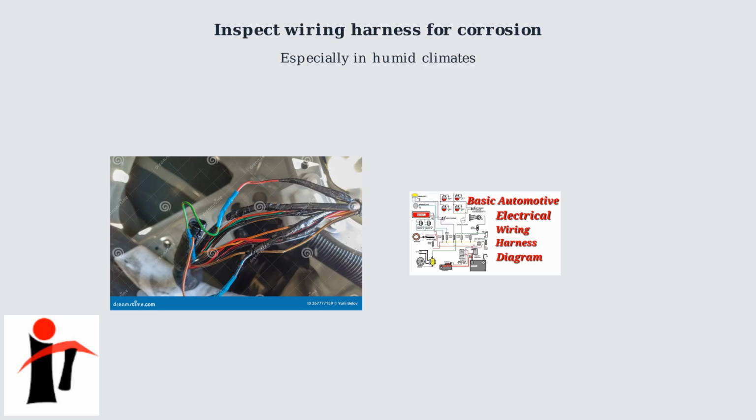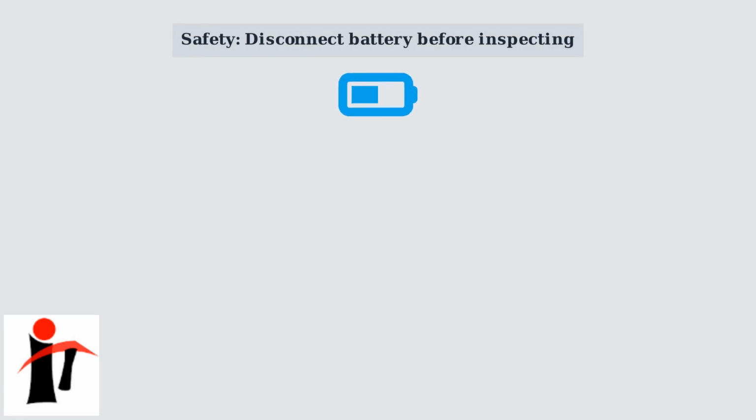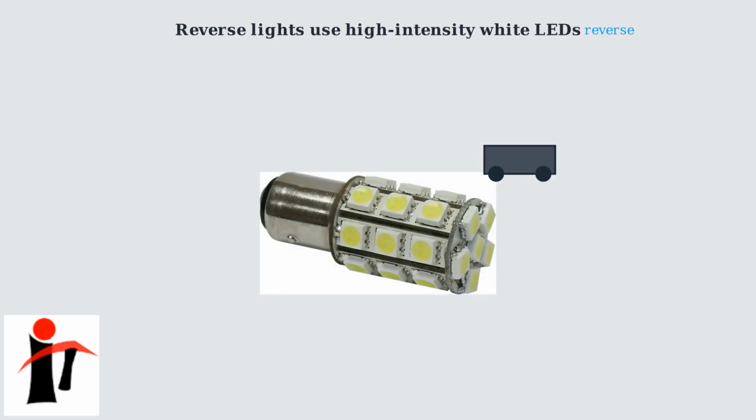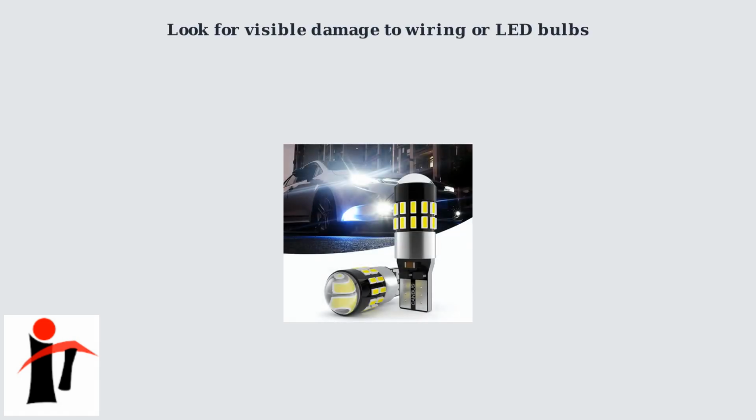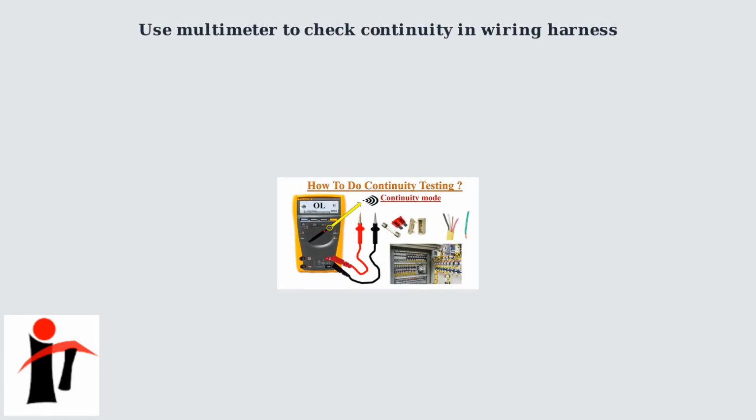If a software update doesn't resolve the issue, inspect the wiring harness for corrosion, especially if you live in a humid climate. Disconnect the battery before inspecting any electrical components. The reverse lights use high-intensity white LEDs. While LEDs are durable, heat or voltage spikes can cause them to fail. Look for any visible damage to the wiring or the LED bulbs themselves. Use a multimeter to check the continuity in the wiring harness.